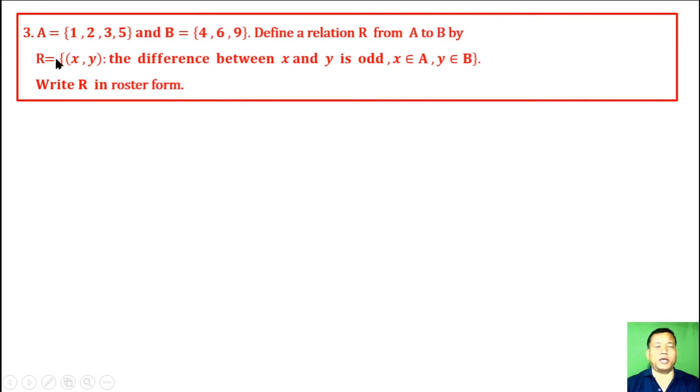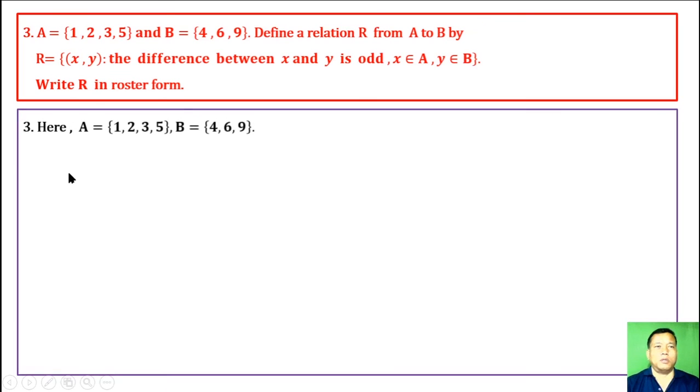Question number 3. A consists of 1, 2, 3, 5 and B consists of 4, 6, 9. Define a relation R from A to B by R consists of ordered pairs (x, y) where the difference between x and y is odd, x belongs to A, y belongs to B. Write R in roster form. Here A equals this, B equals this and R equals this.